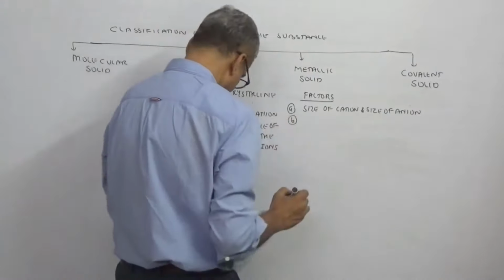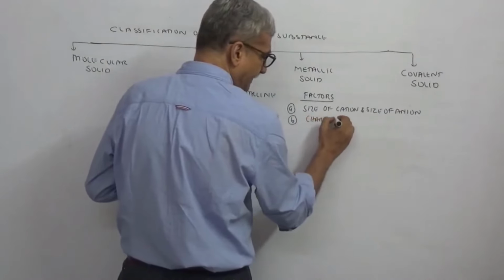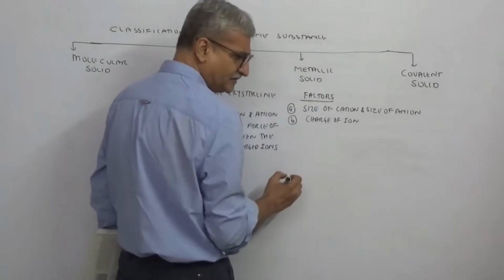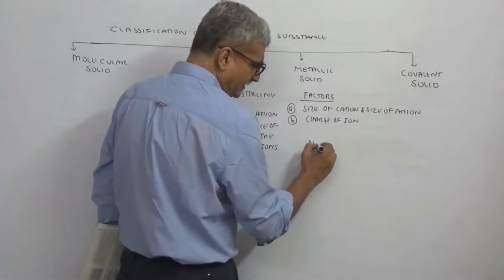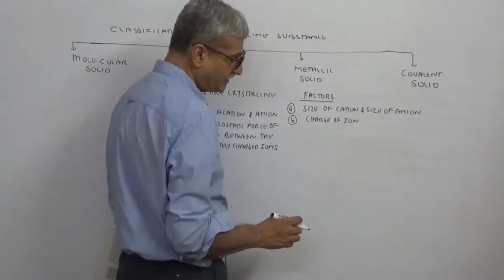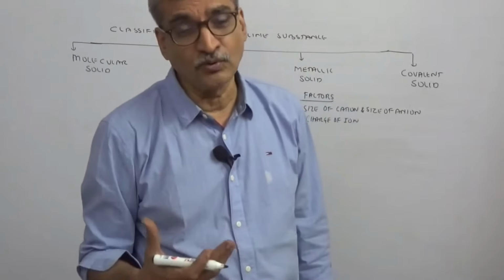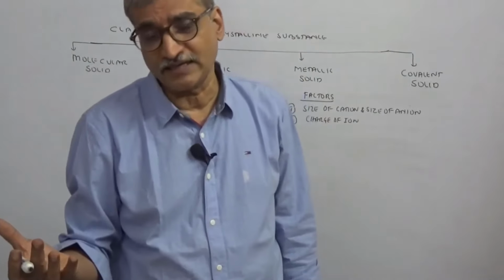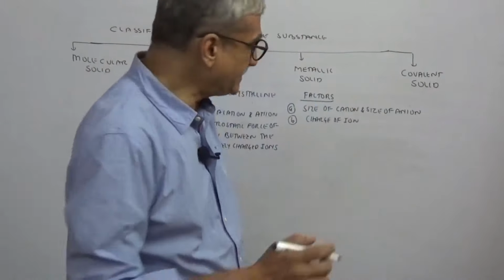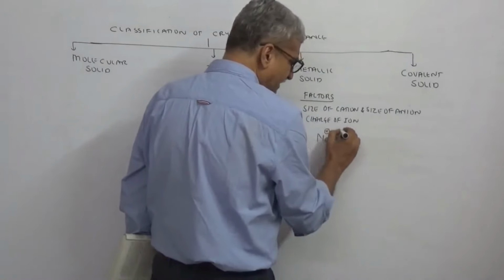B, charge of the ion. It's very simple, I'll give you an example. If you have an ionic compound where the charge is more, then the electrostatic force of attraction will be more. For example, this can change the property. Look at NaCl. Here, Na plus, Cl minus.